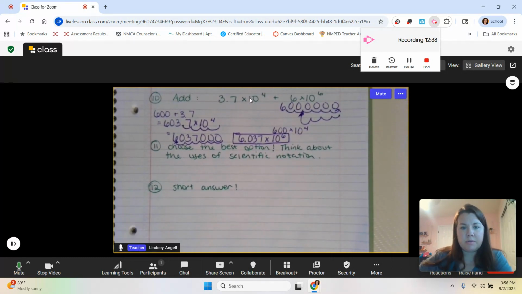For number 11, choose the best option. So think about the uses of scientific notation. So if you remember what we use them for, then you'll be able to answer number 11. And then number 12 is a short answer question. And so it just talks about using scientific notation with very small things and very large things. So I want you to think about, why do we use it, right? And your answer needs to be in 1 to 2 sentences. So make sure that you're answering in complete sentences on that one.